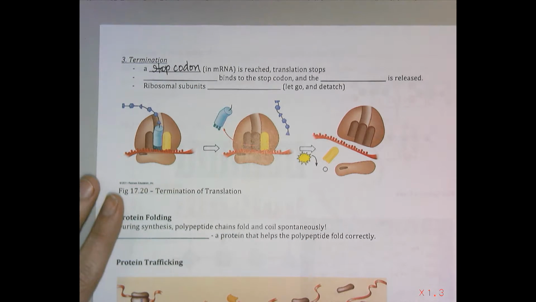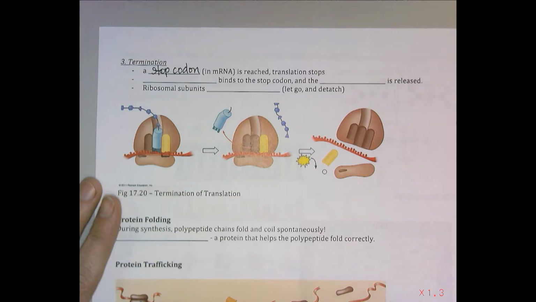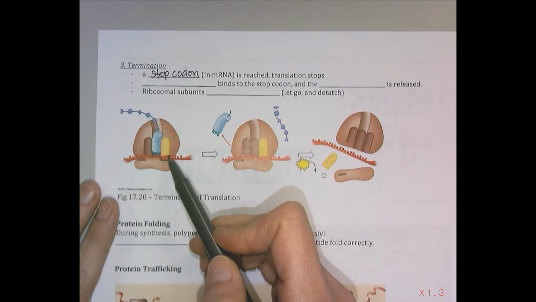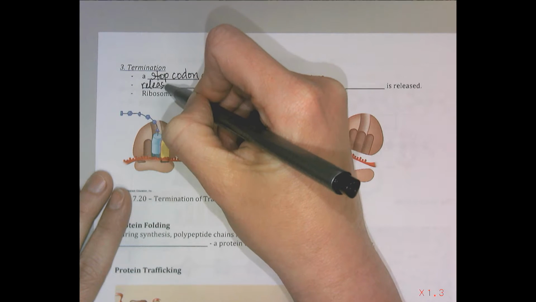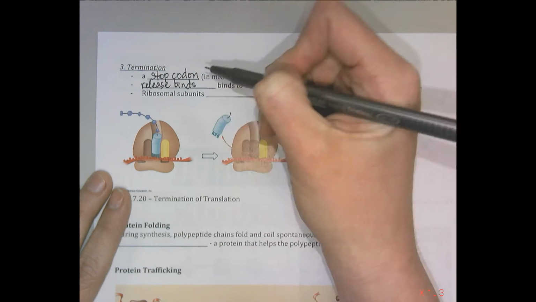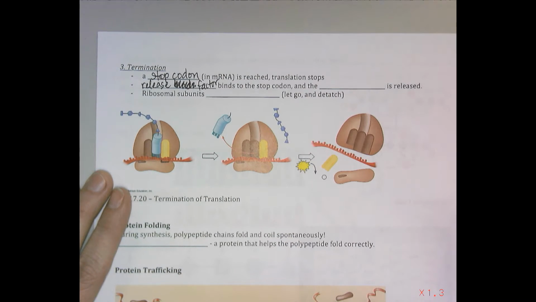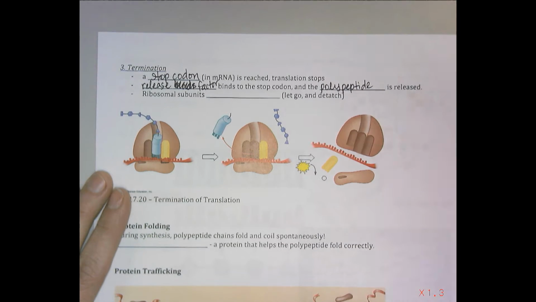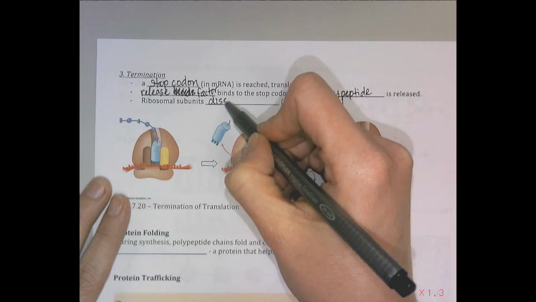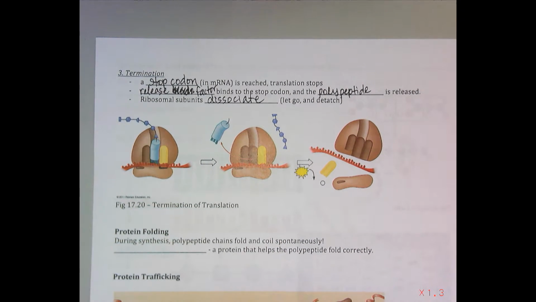So a stop codon is reached in the mRNA, and it would be right here. And I know that because I see this yellow thing, this little thing that looks sort of like a little pill. This is a release factor. So a release factor binds, and this release factor binds instead of a tRNA. Release factor binds to the stop codon, and then the polypeptide is released. The ribosomal subunits will then dissociate, which means they let go, they detach from each other, and then we're finished.